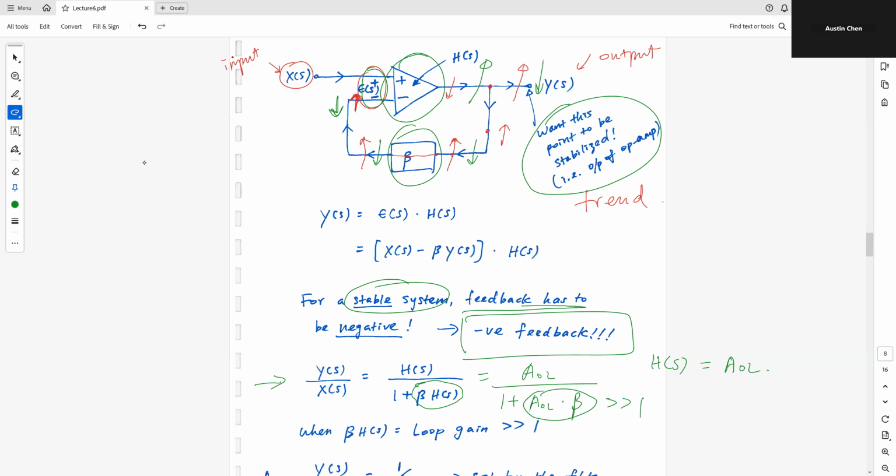Y of s divided by X of s is nothing but just 1 over beta, right? So this is gone. If AOL times beta is much, much larger than 1, then I can simply ignore this 1 here, and then I can cancel AOL top and bottom. So then I end up with simply just 1 over beta.